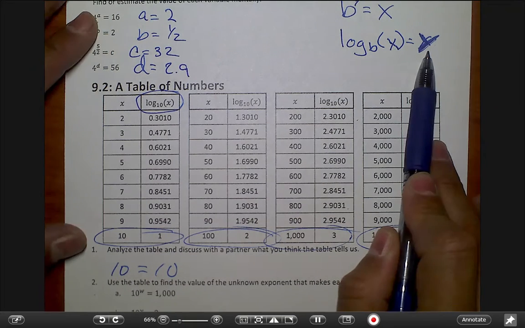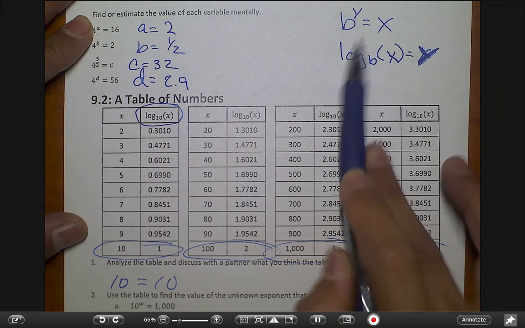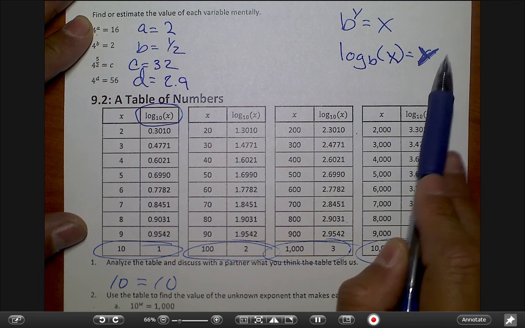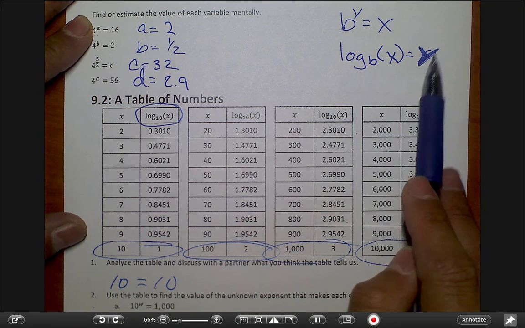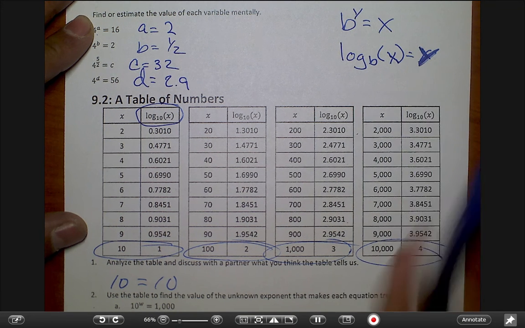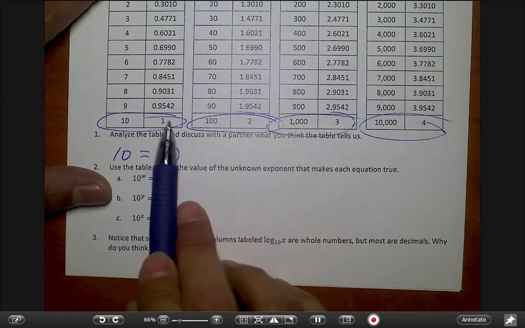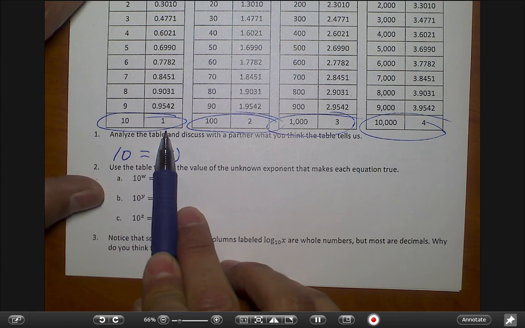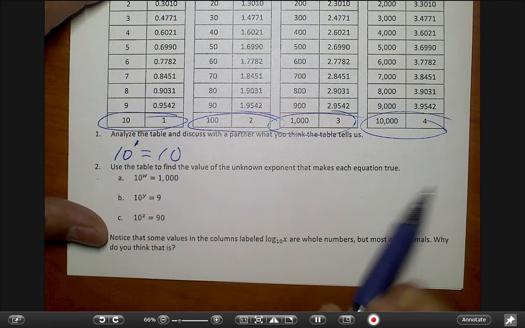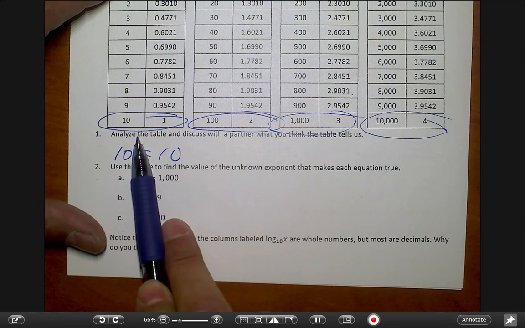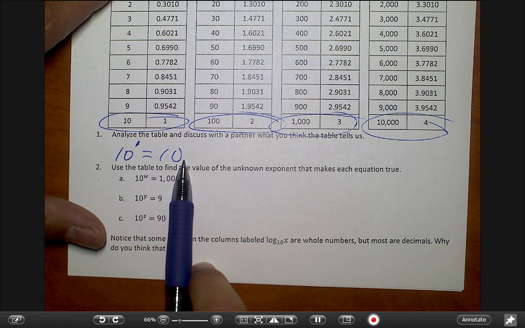And then from the log right here, whatever this is equal to is going to be my y value. And that goes to my exponent now. So for this very first one right here, it's going to be 1. So what that says is 10 to the first power is 10. That's true, right? Okay, good.